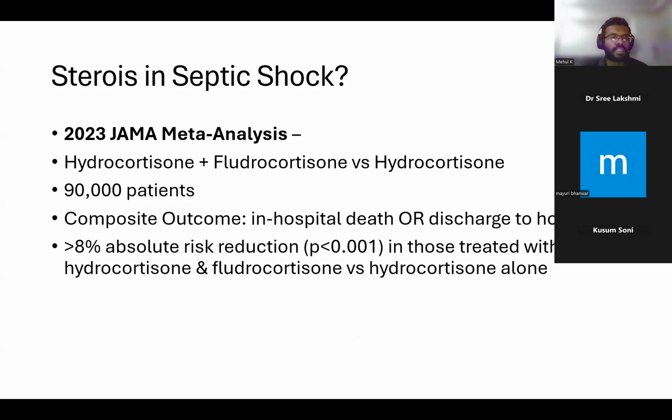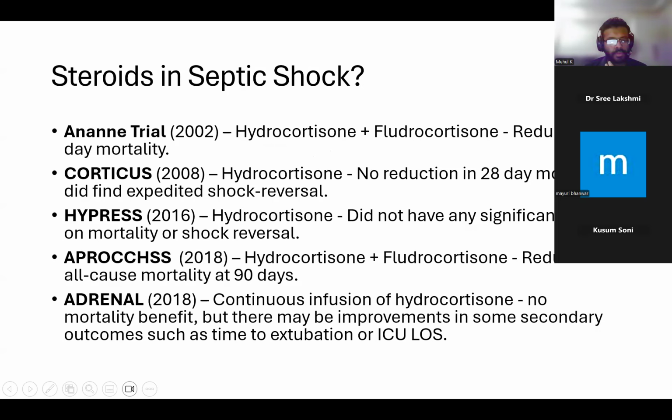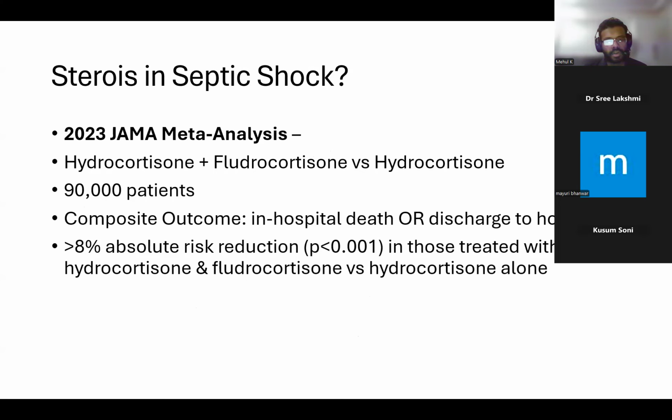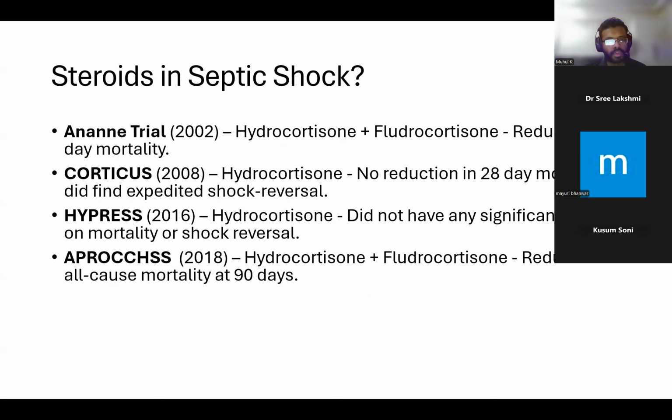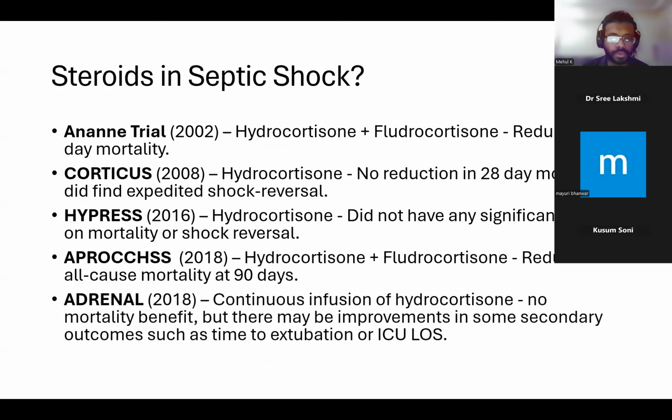A meta-analysis was done in 2023 in JAMA, and it compared hydrocortisone plus fludrocortisone versus hydrocortisone alone, with around 90,000 patients total, and there was more than 8% absolute risk reduction with the combination of both compared to hydrocortisone alone. So if you have fludrocortisone available, you can consider starting them both, or you can just add hydrocortisone in the patients who are not responding to usual therapies in septic shock.